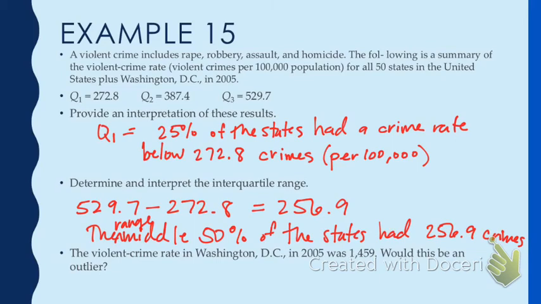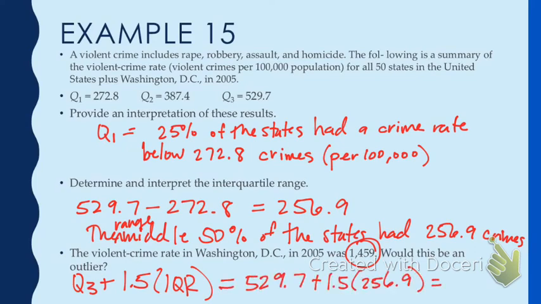The violent crime rate in Washington, D.C. was 1,459. Would this be an outlier? How could I figure that out? Okay, would this be an upper outlier or a lower outlier? An upper. So I only need to do one of the formulas. Q3 plus 1.5 IQR. So I want you guys to figure out what that upper fence would be. The upper fence value.